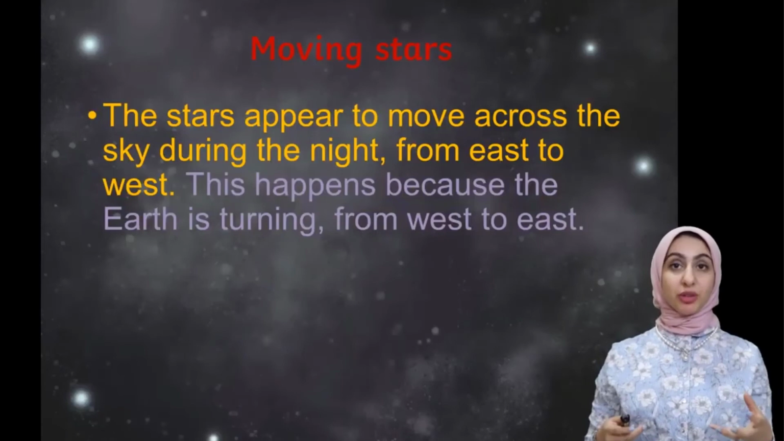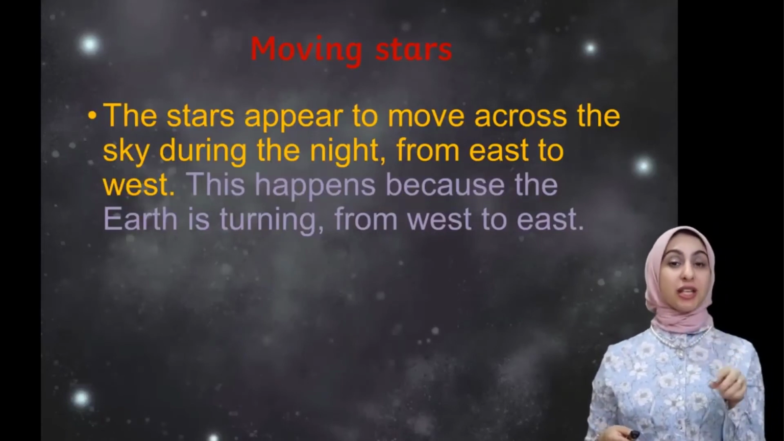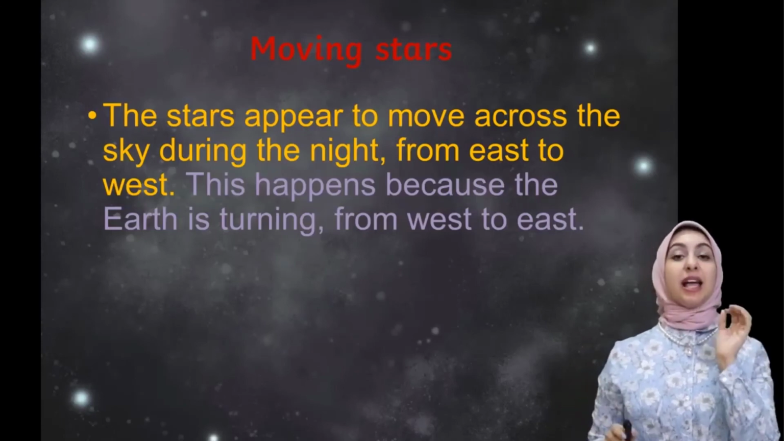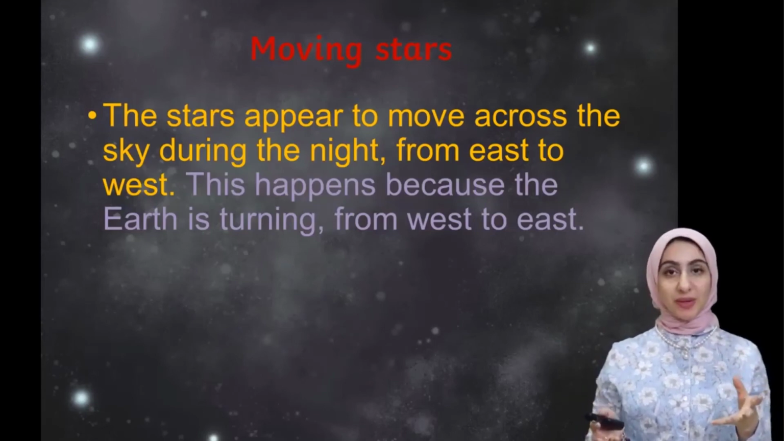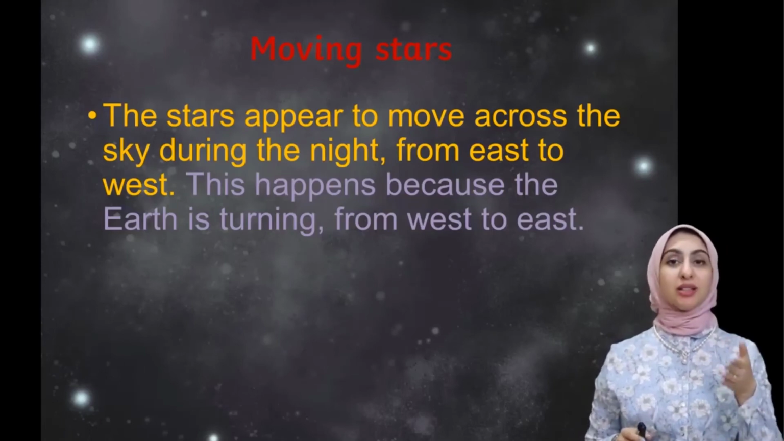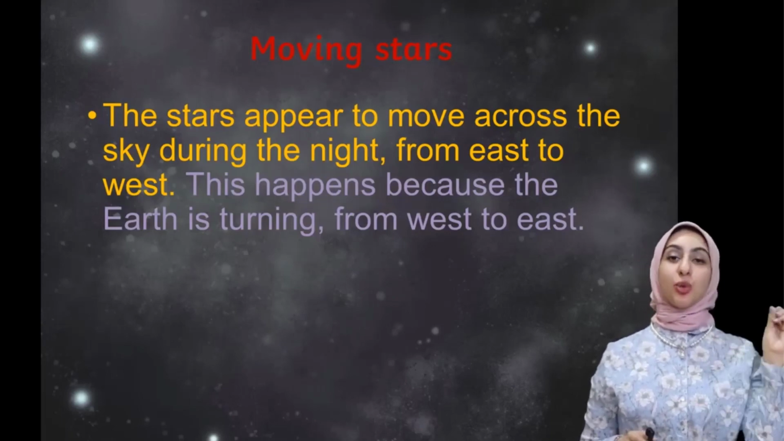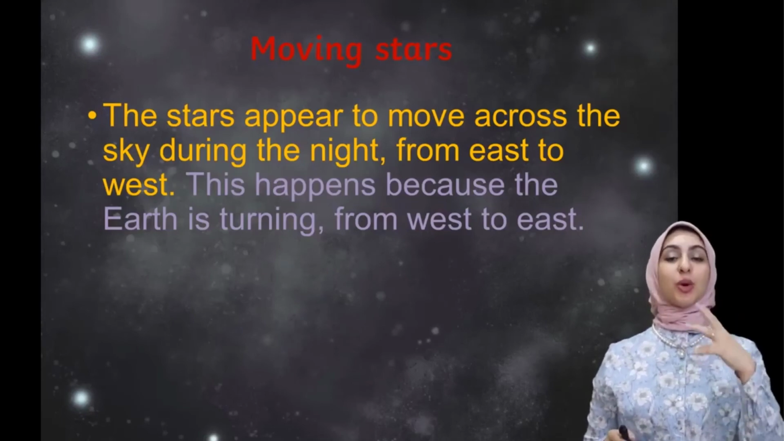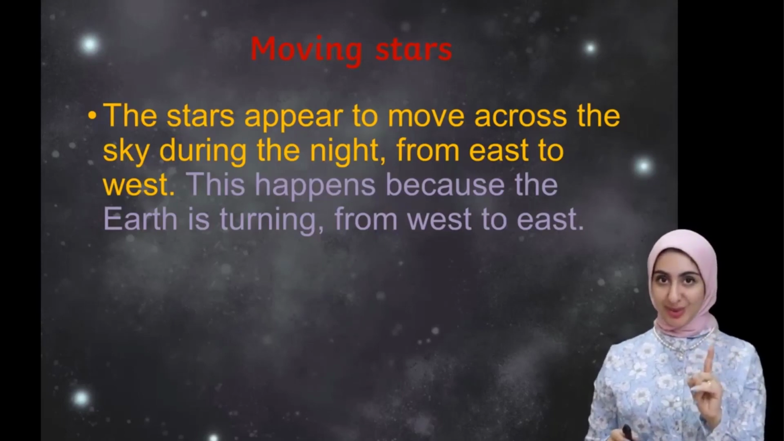The stars also appear to travel across the sky during the night, and their direction is exactly like the sun, from east to west. And this is because the earth is turning from west to east. Okay? And here I don't want you to be confused. If I ask you why the sun or why the stars appear to travel from east to west, you will tell me only one answer: because the earth rotates on its axis from west to east. Okay? Don't forget this one.